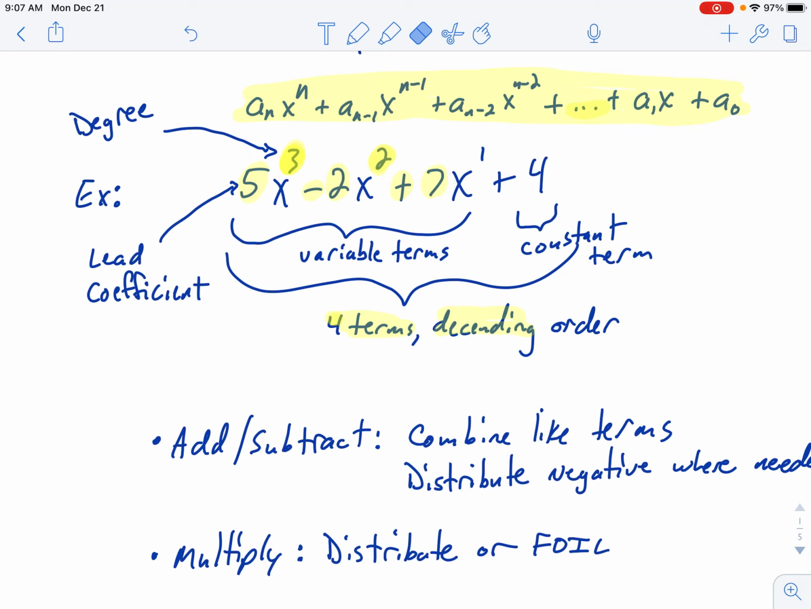Now, the highest power in the whole polynomial is referred to as the degree. So this is a third degree polynomial. And the coefficient of that term is the lead coefficient, because lead for being in first. It's the first thing you see when you read that polynomial.